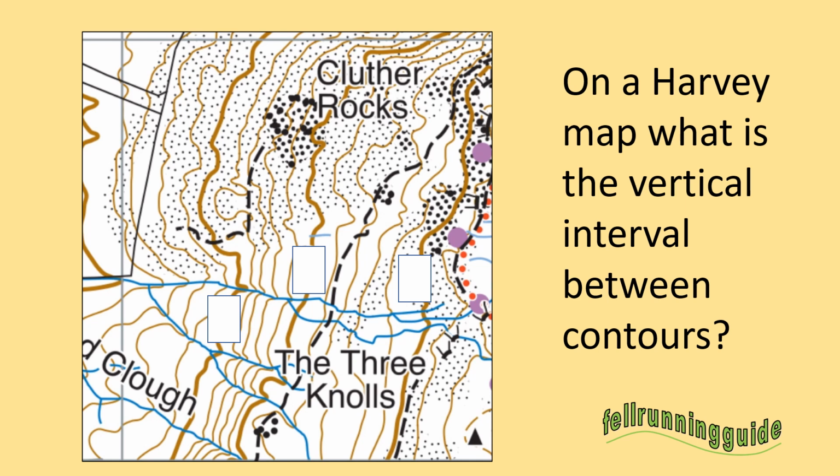Next question. On this Harvey map, what is the vertical interval between contours, i.e. what do they go up in? And your answer is they go up in 15-meter intervals. So between every thick contour line, every bold contour, you've got an elevation change of 75 meters, so 15-meter intervals.